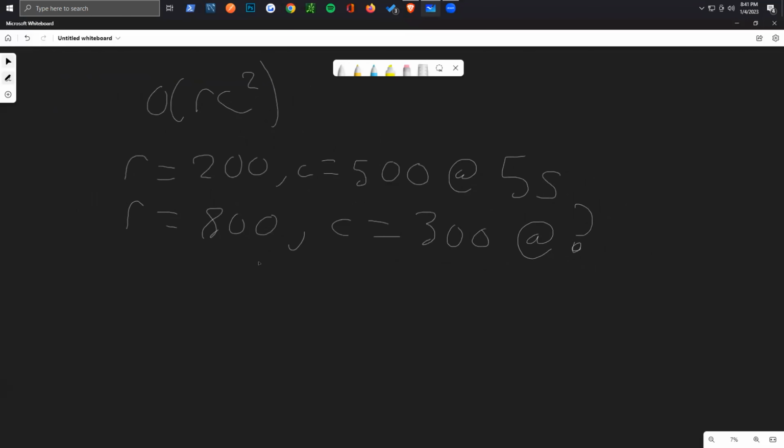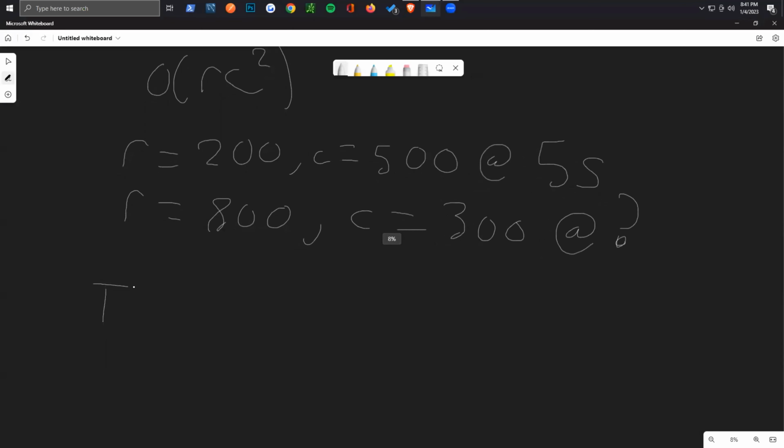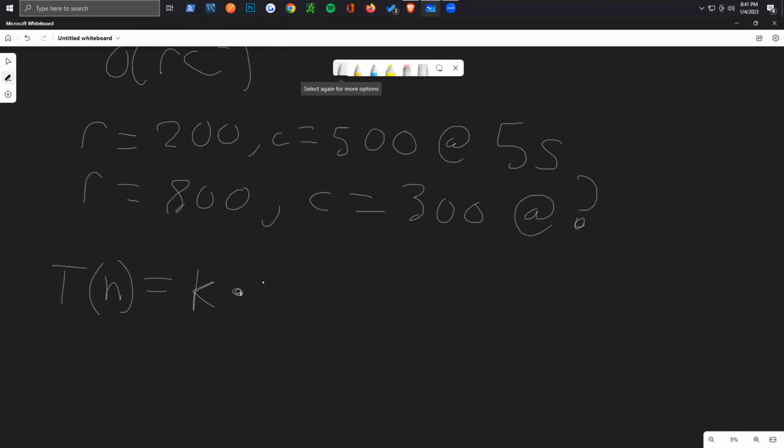All right, so first things first, we know that we have to set it up some way. So you can think of it like T of n equals C times. And by the way, this C, you can think of it as a constant. Don't think of it as this C. Conveniently, it's the same letter, but just think of this as a constant. For this problem only, I'll call this K for constant. And then we have our R C squared.